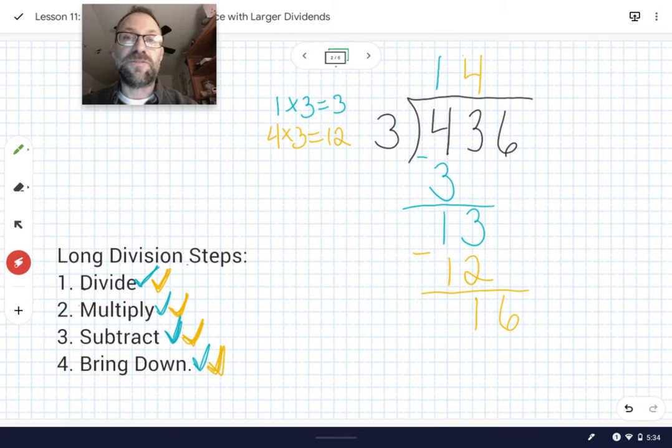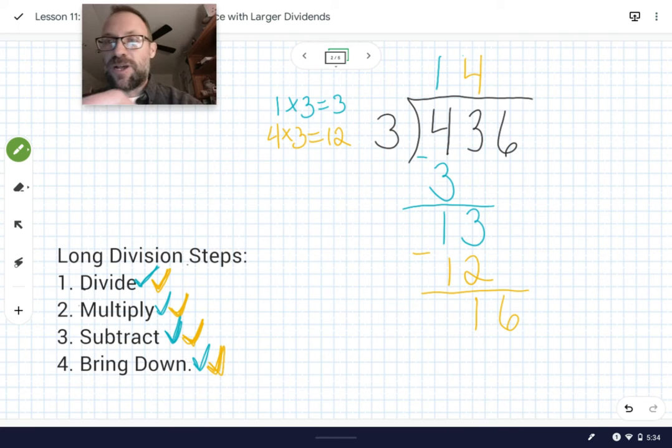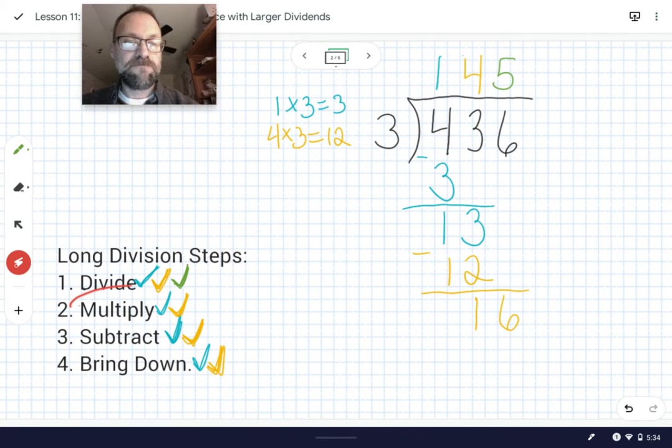And again, thanks to reflex math, I know that there are 5 groups of 3. So I'll write the 5 above the number I just brought down, the 6. That's my third and final division step. Now I have to multiply. So I'll do the 5 groups times the 3 in each group, which will give me 15.